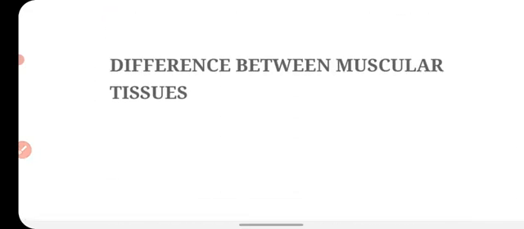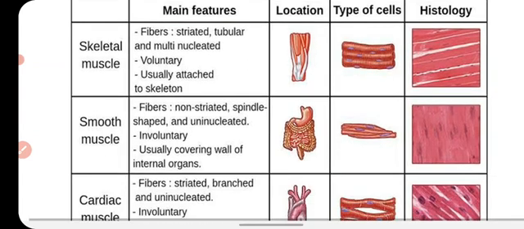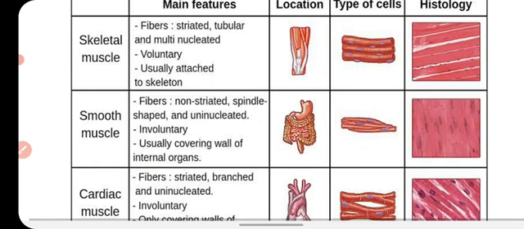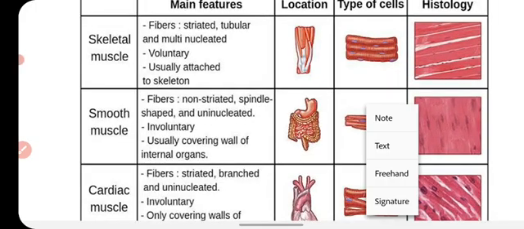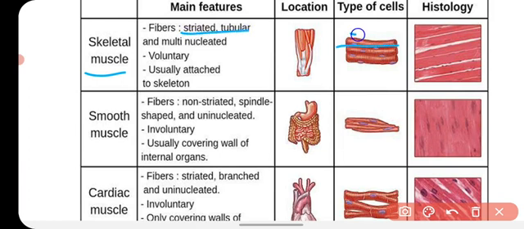Now we will talk about the difference between the muscular tissues: the skeletal muscle, smooth muscle, and cardiac muscle. If you compare them, you will find that skeletal muscles are striated and tubular in shape, and striated means having bands. They are multinucleated, having more than one nucleus in one cell. They are voluntary, meaning you can control them by your will, and they are usually attached to the skeleton. That's why they are called skeletal muscle.